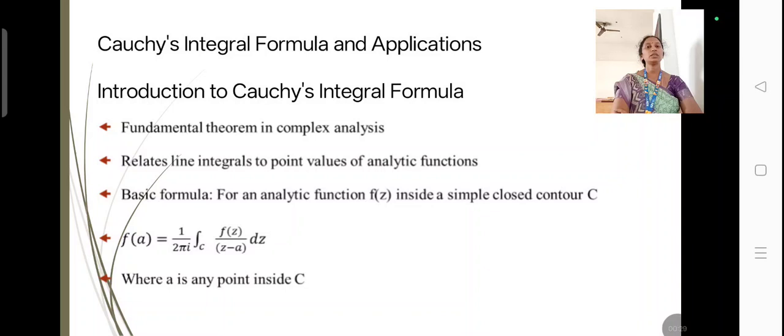First one is the fundamental theorem in complex analysis, relating line integral to point value of analytic function, basic formula. For an analytic function f of z inside a simple closed contour C, f of a is equal to 1 by 2 pi i integral over C f of z divided by z minus a dz, where a is any point inside C.